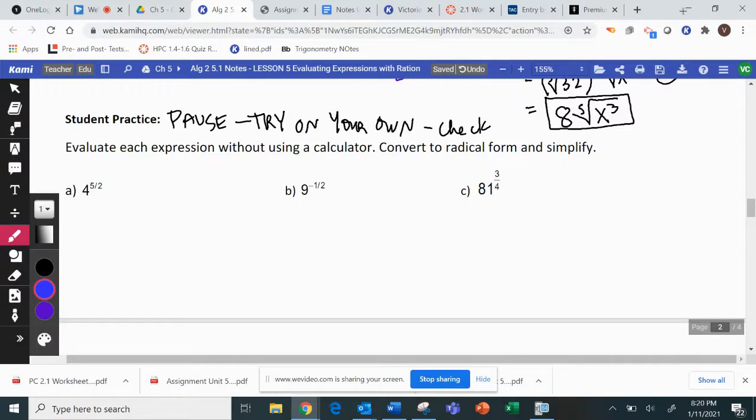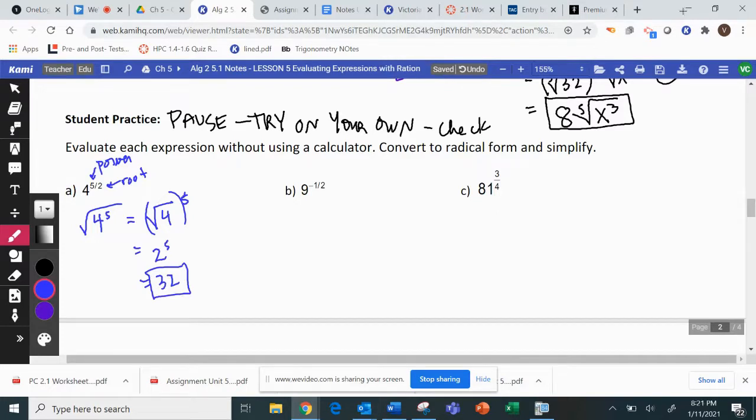So 4 to the 5 halves, that's going to be power over root. So I'm going to have 4 to the 5th under a square root, or I'm going to have a square root of 4 to the 5th power. I look at my two options. I like the one on the right better because the square root of 4 is 2, to the 5th power is 32.